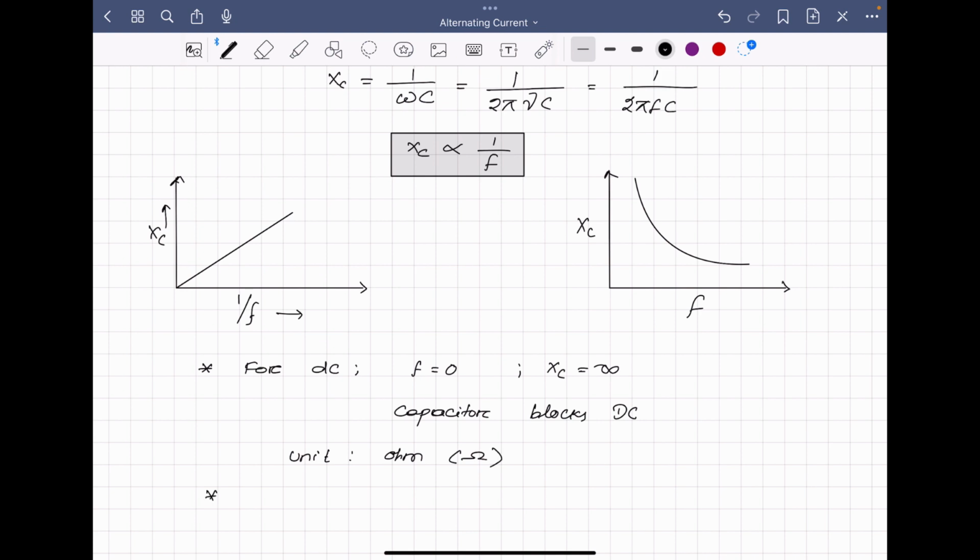For a capacitor we can write I RMS as I naught by root 2, or in place of I naught we can write E naught by 1 by omega c into root 2. Or you can write, as we know, E naught by root 2 equal to E RMS, so I RMS equals E RMS by 1 by omega c, which can be written as E RMS by Xc. Okay, this is all about the lecture.